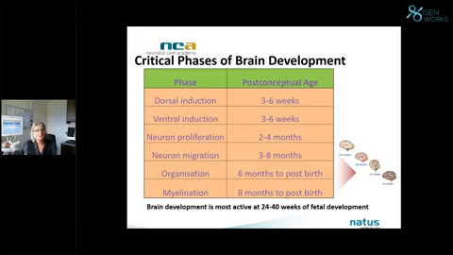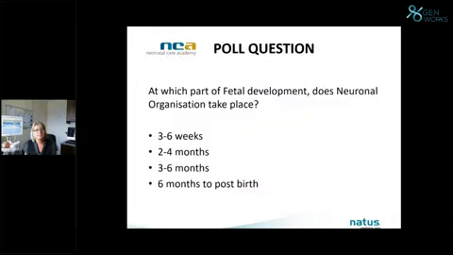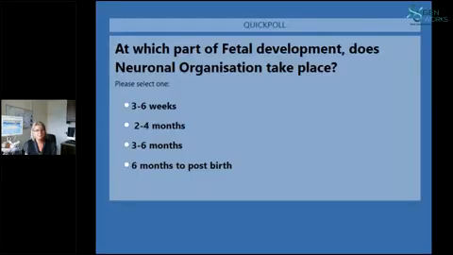So I want to ask you a question based on this slide. So let's see what we said. So let me ask the question of you. At which part of fetal development does neuronal organization take place? So I'm going to launch the poll. And let's see. So neuronal organization, so not the migration of the neurons, but the organization and connection of these neurons. When is this actually taking place mainly?